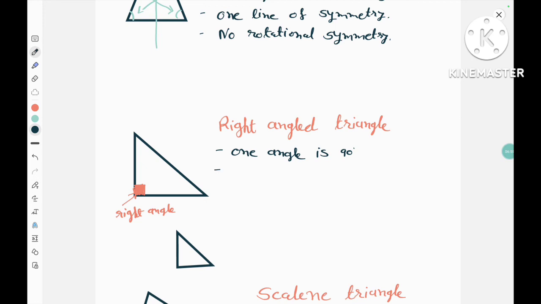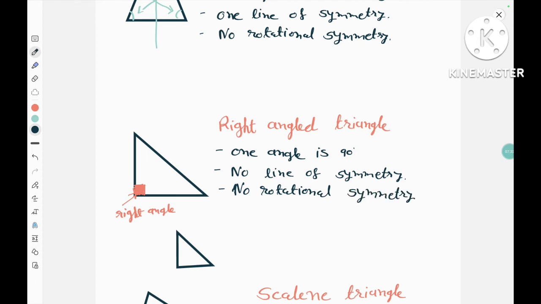Okay. The right angle triangle has no line of symmetry and no rotational symmetry. Okay. No line of symmetry and no rotational symmetry. Okay.